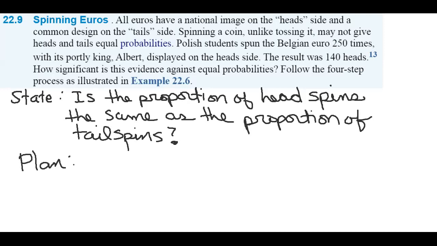The plan is to test the null hypothesis that p is equal to p naught against the alternative hypothesis that the proportion is not equal to p naught, because we don't have a left or a right leaning. So p naught here is equal probabilities. Equal probability is a 50-50 chance.